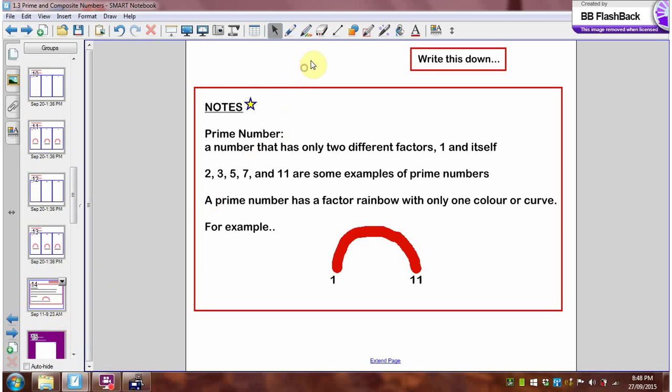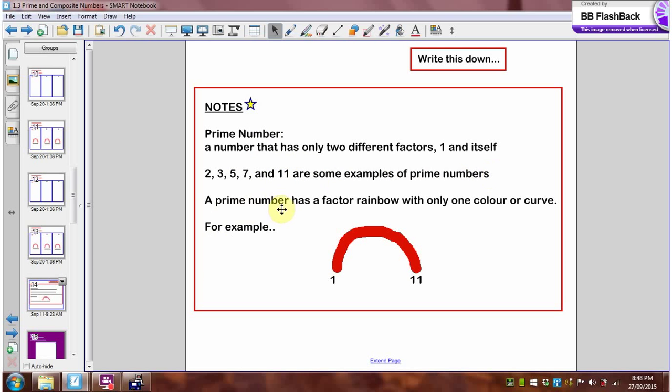Okay, so here, write this down. This is important. This is a new keyword or definition that you should know in math. So write down notes. Keep your notes nice and neat. So notes, underline. And here is our keyword, prime number. Prime number is a number that has only 2 different factors, 1 and itself. So some examples, we found a couple of these. 2, 3, 5, 7, and 11 are some examples of prime numbers.